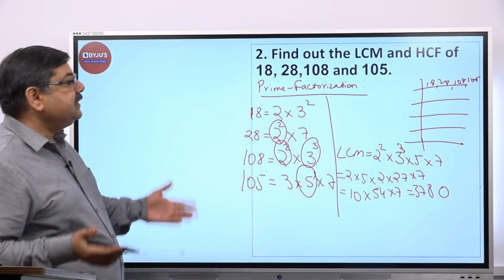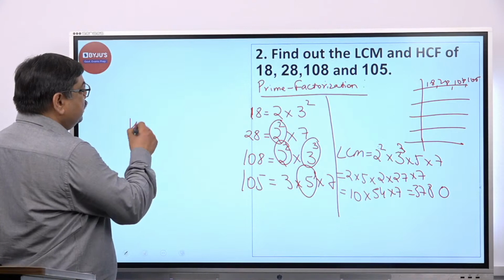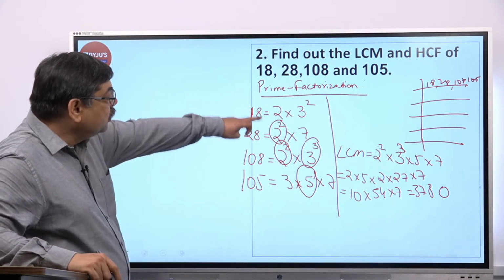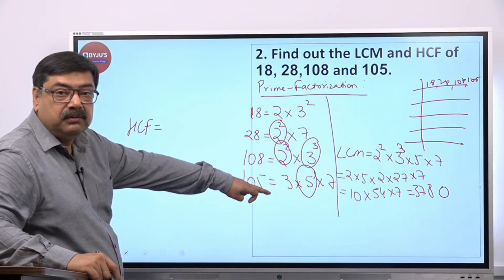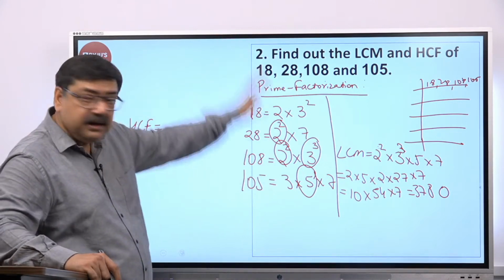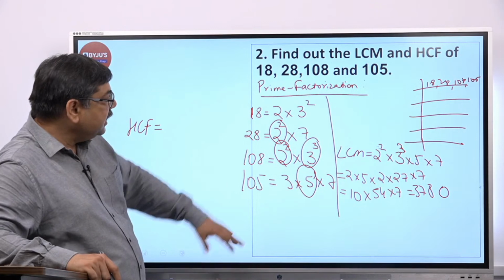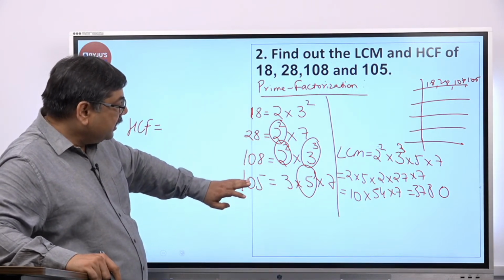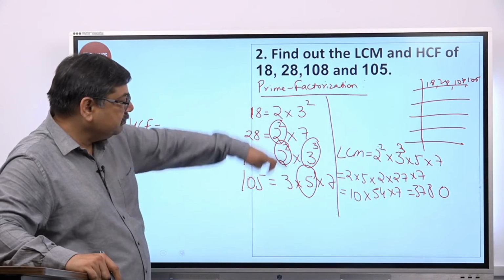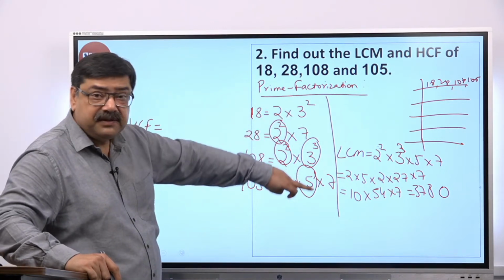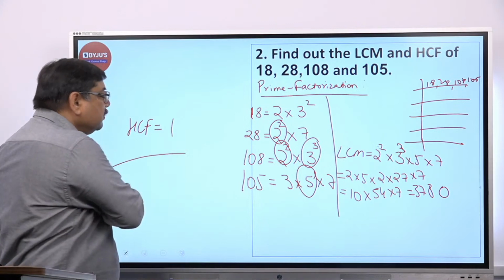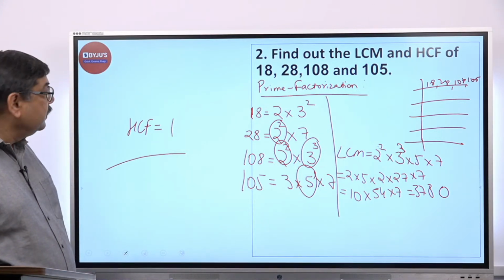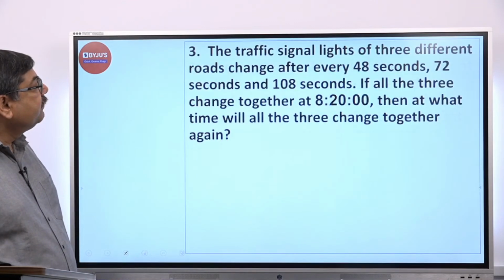Now you want the HCF. HCF, if you want, take the least power, common power. 2, 2, 2, no 2. So 2 cannot come here. In all the 4, if there is something common, see, 3, no 3. Okay. Then 5, no, don't have 5 here. 7, no, don't have 7 here. HCF is 1. That's it. Okay. So as simple as that.